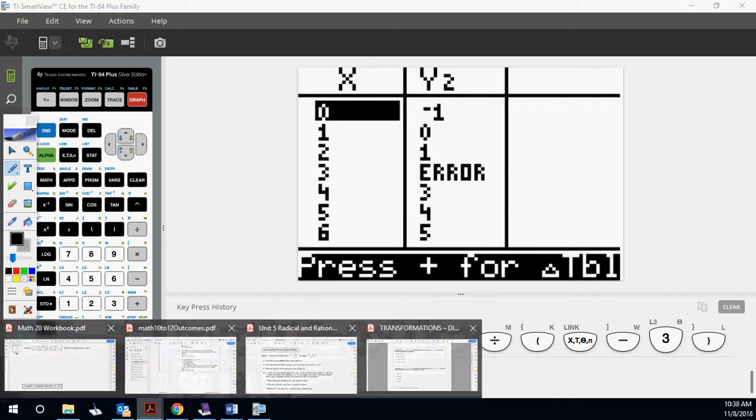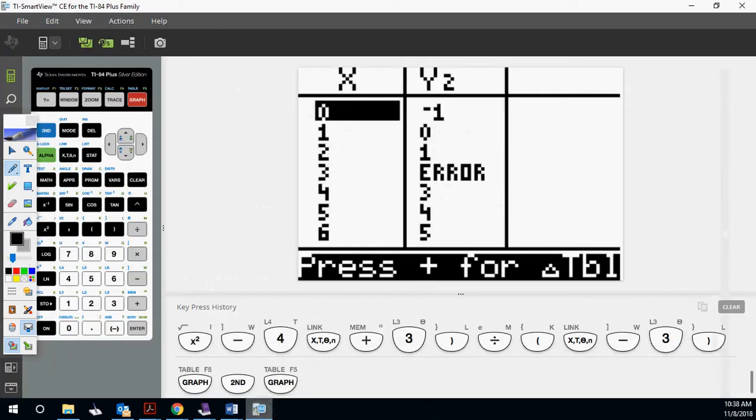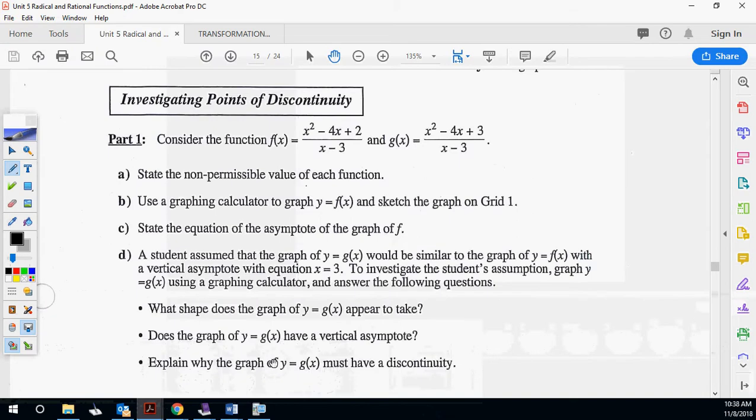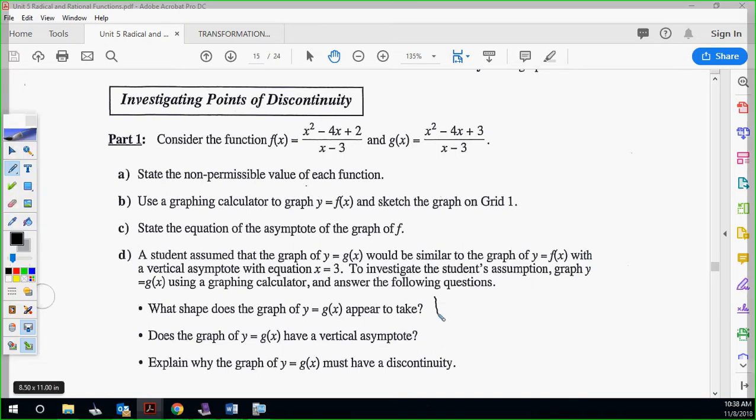Does that make sense? Looks like a line. Okay, so as we're going through here, it says, what shape does a graph of g of x appear to take? So it appears to be a line. Does the graph of y equals g of x have a vertical asymptote? No, it doesn't have a vertical asymptote. There's not a thing breaking in the graph. Explain why the graph of y equals g of x must have a discontinuity. Because it has a 0 on the bottom.